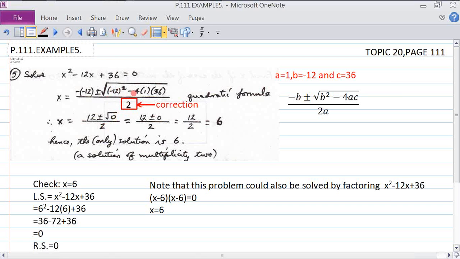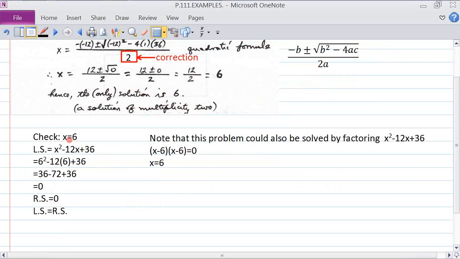So 144 minus 144 is 0. So the solutions are 12 plus or minus 0 over 2. And so there's one answer. 12 over 2 is 6. Since we have the 12 plus 0 and the 12 minus 0, we say there's a multiplicity of 2. But there's really only one solution, x equals 6.